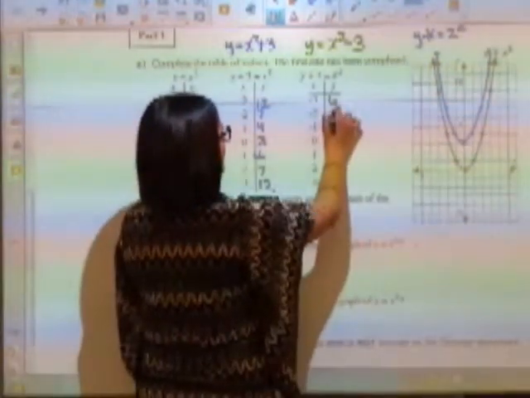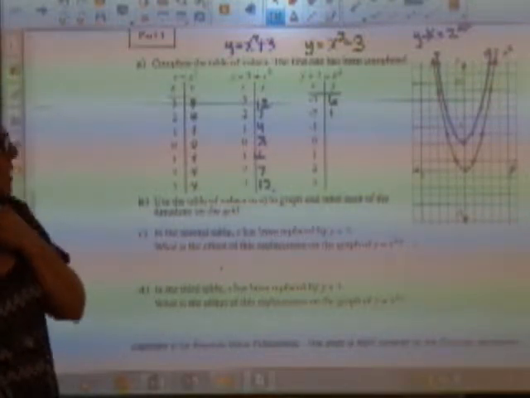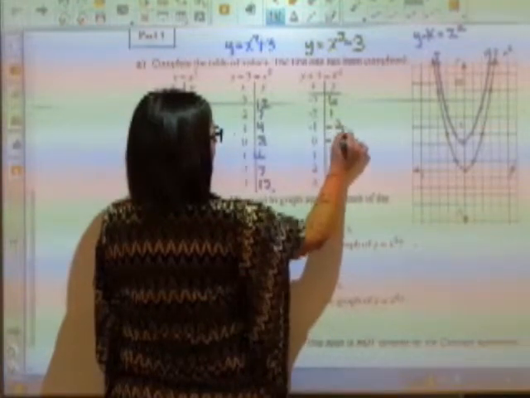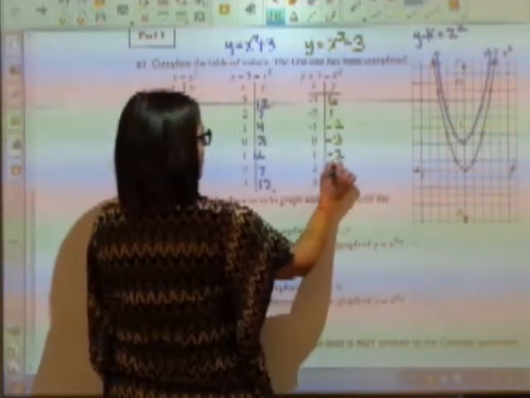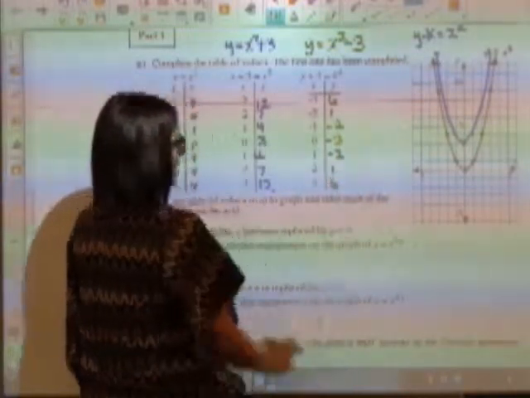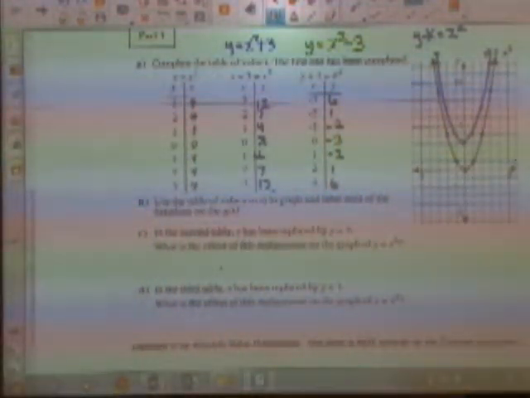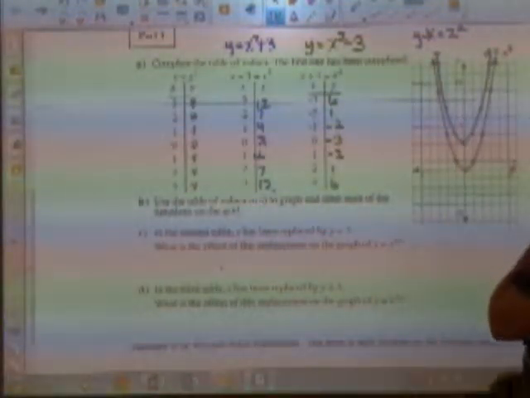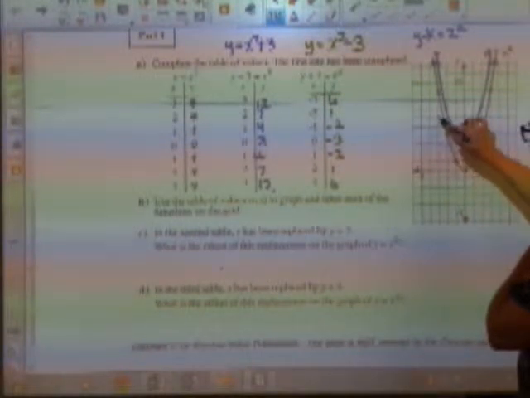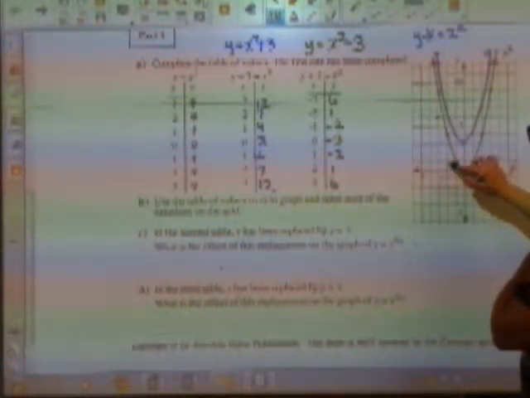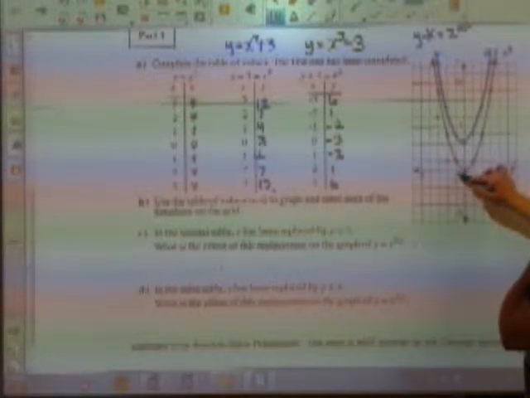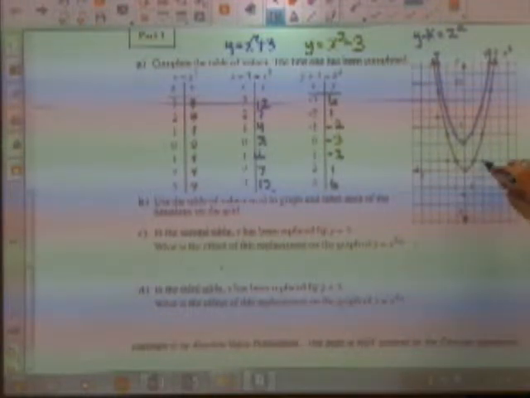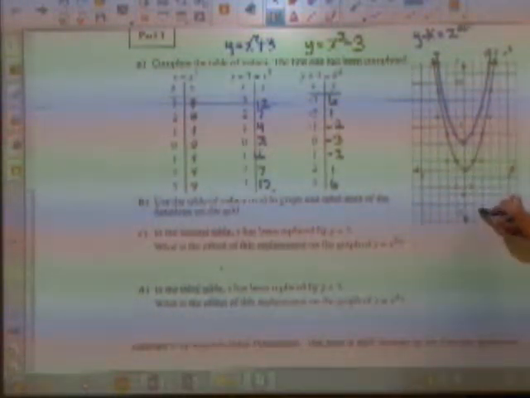4 minus 3, which is 1. And then 1 minus 3, 0 minus 3. And then I get 1 minus 3, 4 minus 3, and 9 minus 3. So now if I graph these 7 points, when x equals negative 3, I get 6. When x equals negative 2, I get 1. When x equals negative 1, I get negative 2, negative 3, negative 2, 1, and 6.